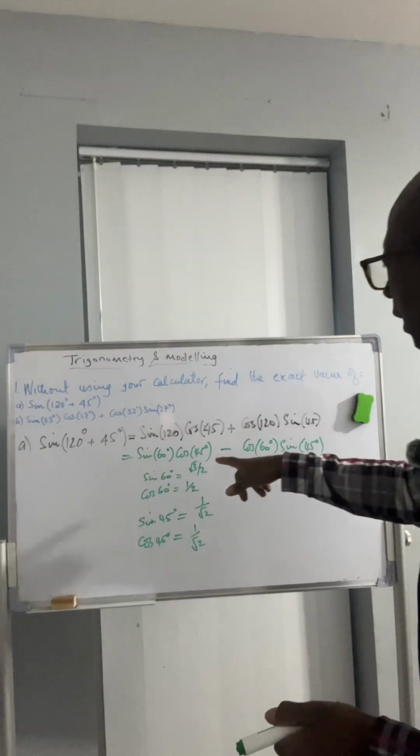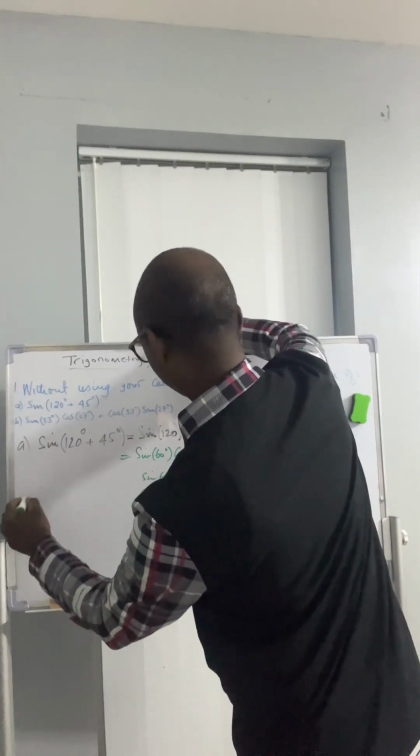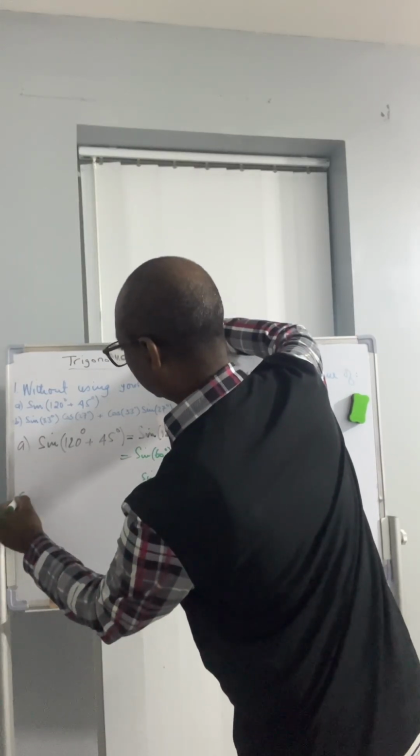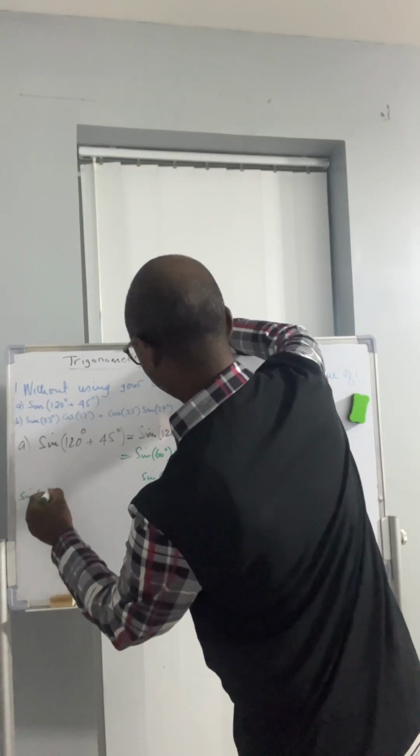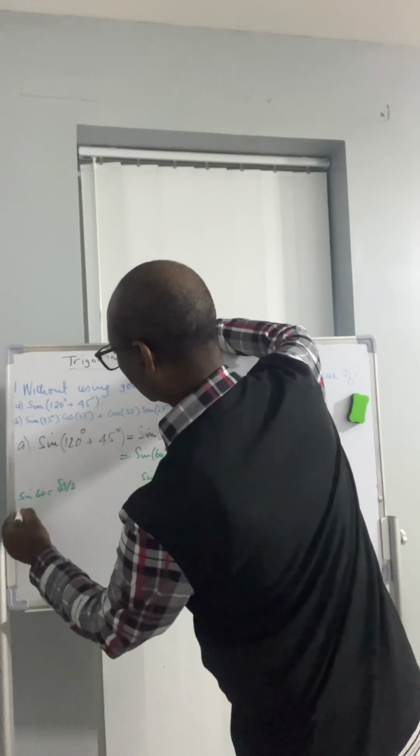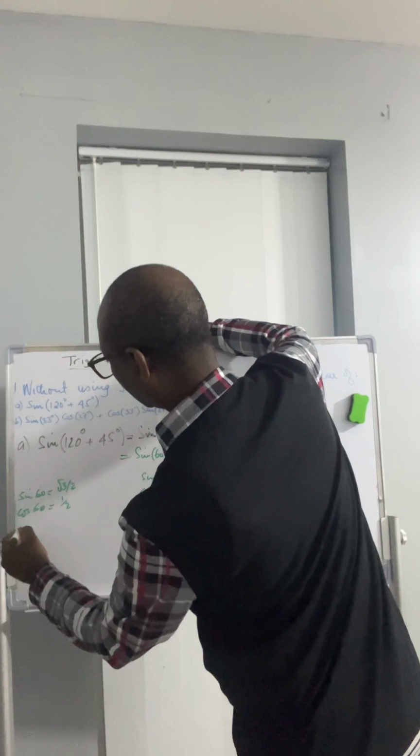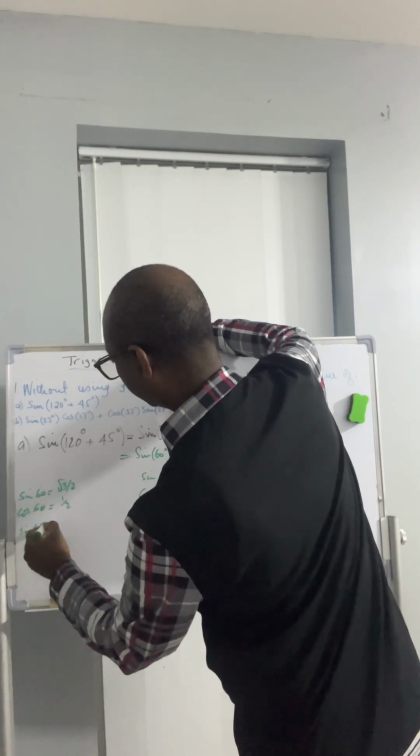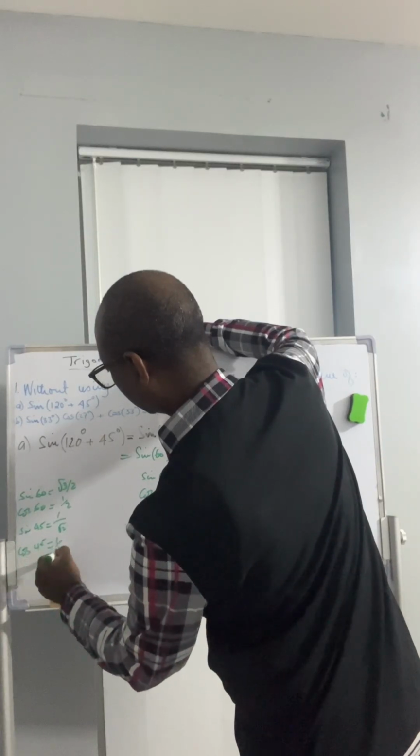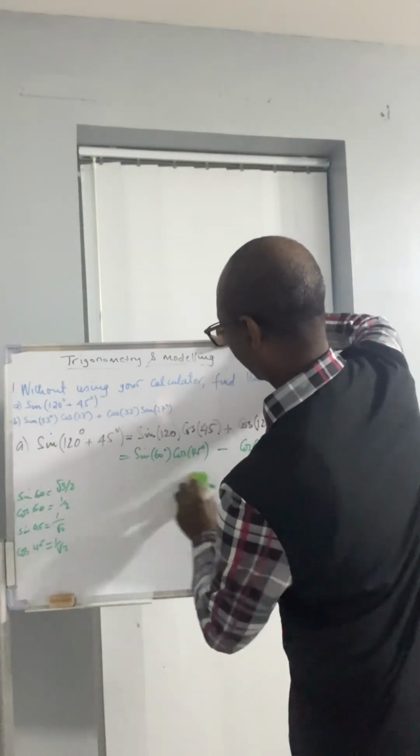Yeah? So now we have, let me bring this one here. We have sine of 60 equals root 3 all over 2. Cos of 60 equals 1/2. Sine of 45, 1 all over root 2. Cos of 45, 1 all over root 2.